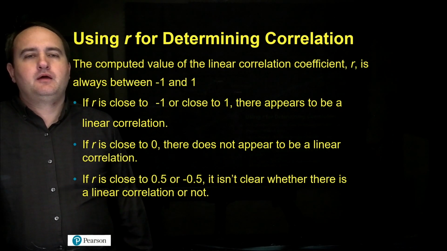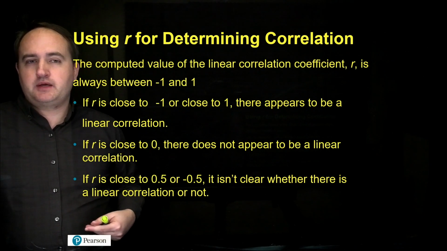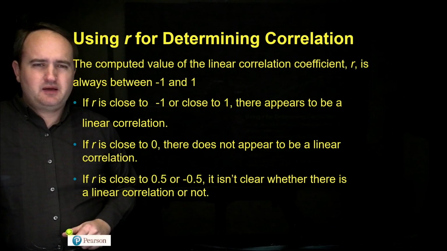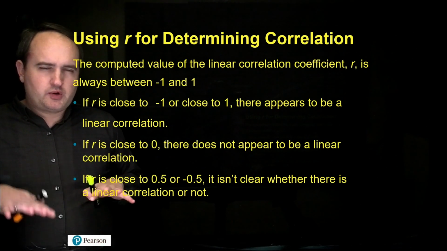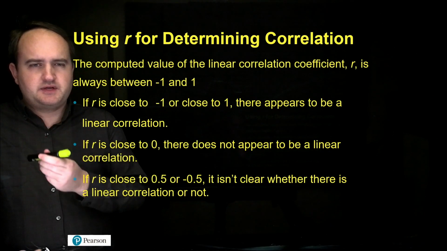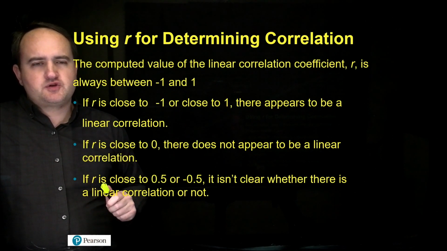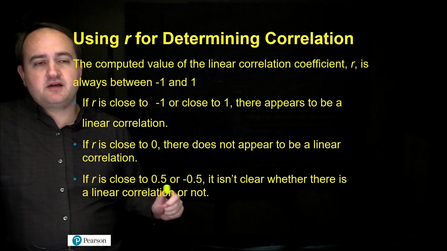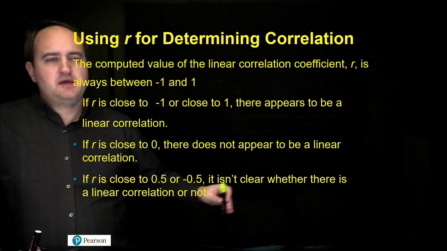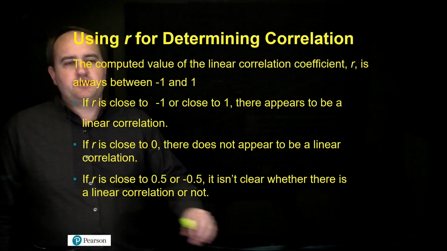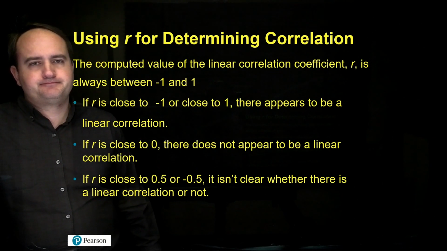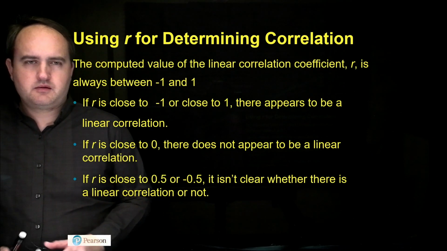And then the third case, which is the one that we just talked about, is kind of the middle ground where we're not sure whether there is or isn't a linear correlation. So if R is close to 0.5 or -0.5, it isn't clear whether there is a linear correlation or not. Okay?